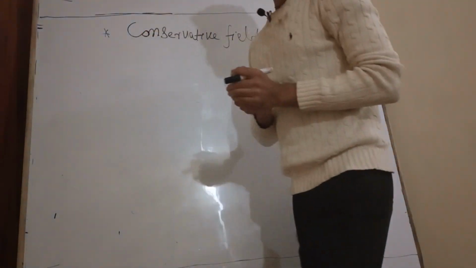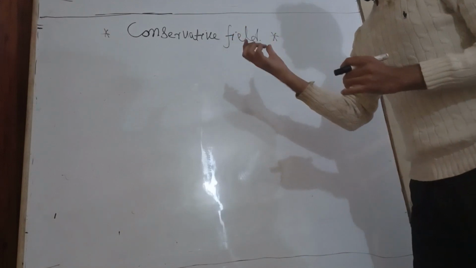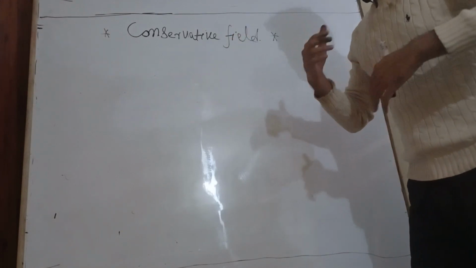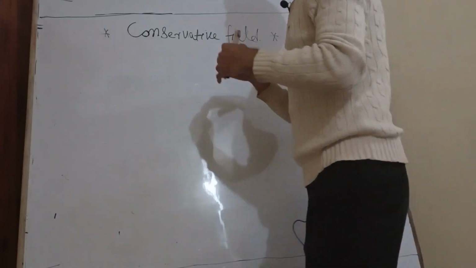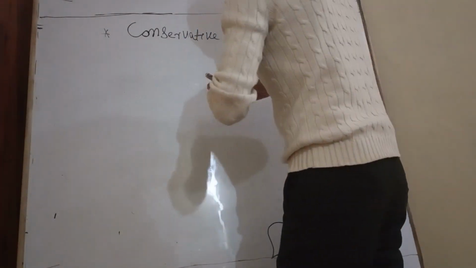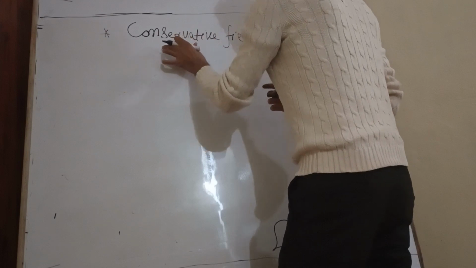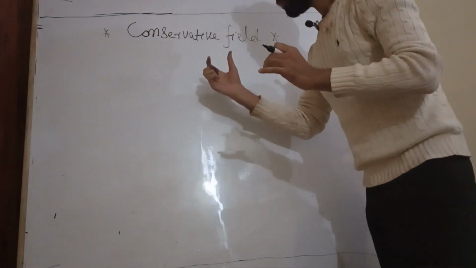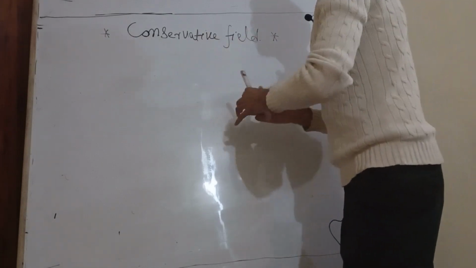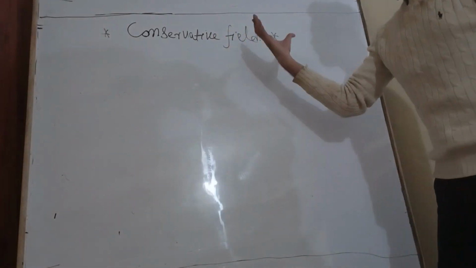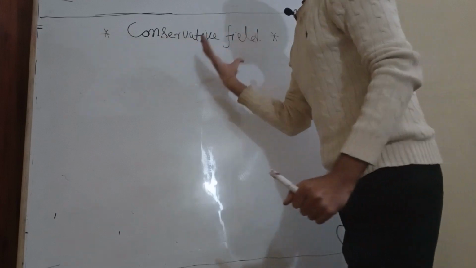Conservative, something that the field, the force. So it is a type of force. It is a type of electric force, and there are other types of forces. So it is a conservative force. This field is an electrostatic field. Conservative field means electrostatic field.